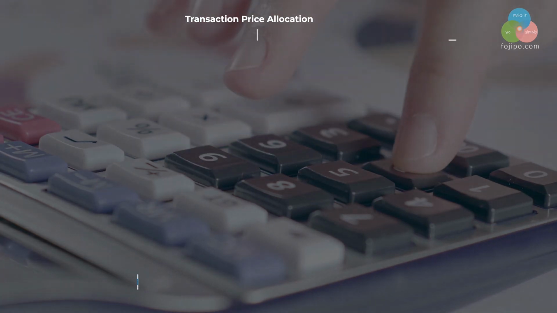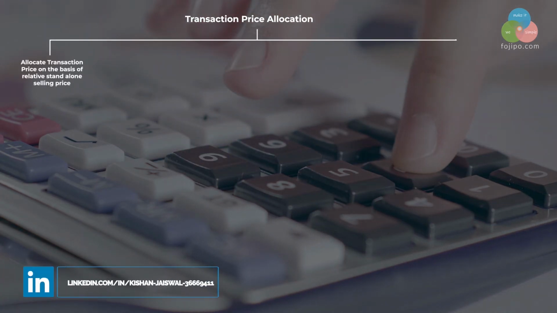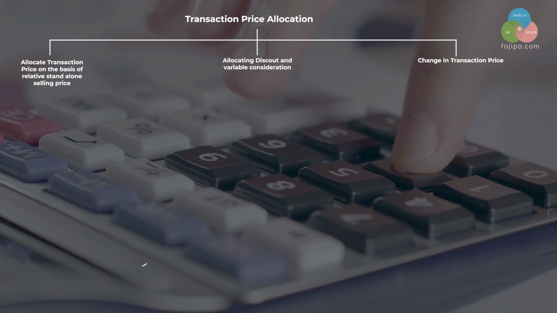With regard to transaction price allocation, there are three key aspects: allocation based on standalone selling price, allocation of discount and variable consideration, and allocation of change in transaction price. Allocation based on standalone selling price is the default method. So if you have an observable selling price available, then just use the relative standalone selling price to allocate the transaction price to each performance obligation. If an observable selling price is not available, in that case you need to make an estimate of the standalone selling price, and to do this you can use one of the following three methods, whichever is most appropriate: adjusted market assessment method, cost plus margin method, or residual method.